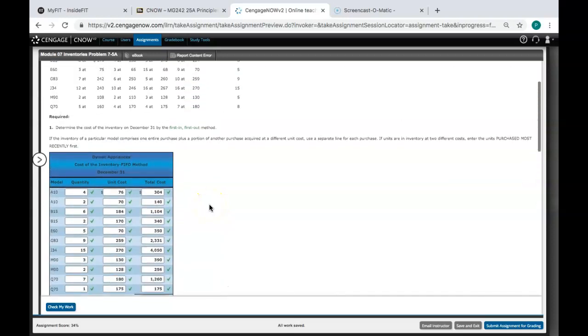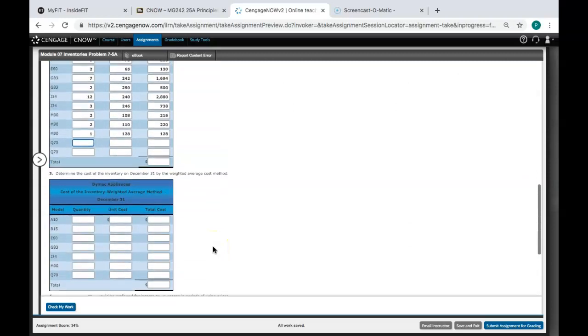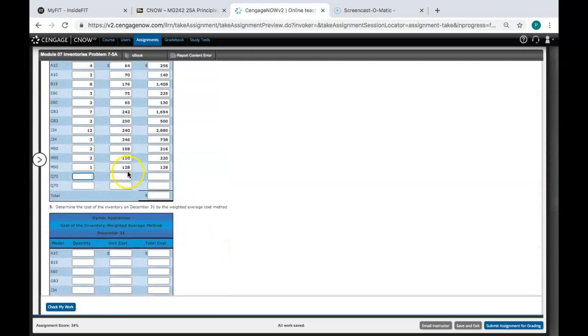So let's go take a look at this one. M90 says there are 5 left over at the end of the year. So the last purchases are out first, meaning that we go all the way to the beginning. And what do we have? Well, we have 2 at 108, 2 at 110 that were purchased, and we still have one more that we need to account for to equal 5, and that would be 1 at 128. And that's what we did here, and so you have 3 different line items for M90.